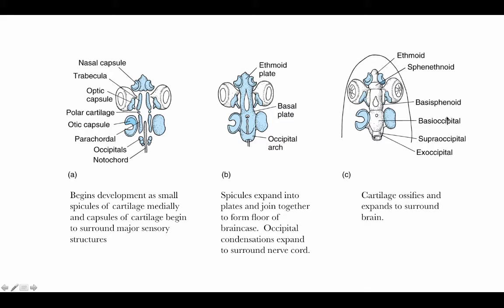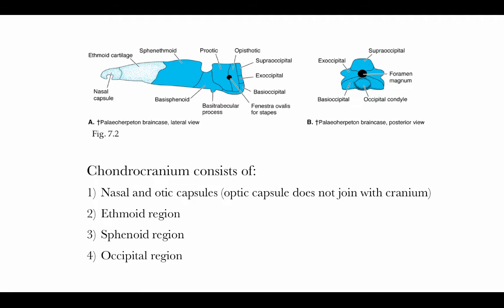And so the parts of this chondrocranium I would like you to know about are the ethmoid, which surrounds the nasal capsule, the sphenoid, which surrounds the anterior part of the brain, and the occipitals, which surround the posterior part of the brain, as well as the sensory capsules, nasal, optic, and otic. So just to review this in an adult version of this chondrocranium, the chondrocranium consists of nasal and otic capsules. So we've got the nasal capsule here anteriorly, the otic capsule laterally.